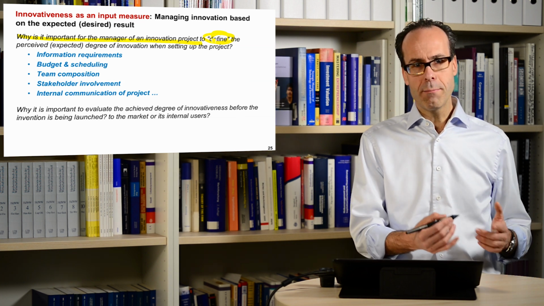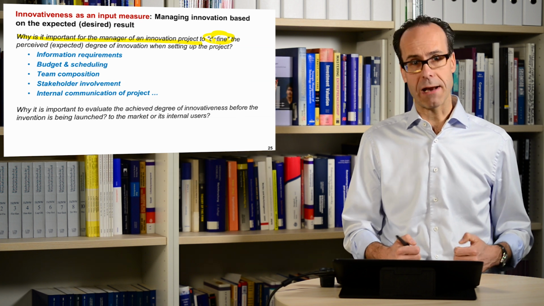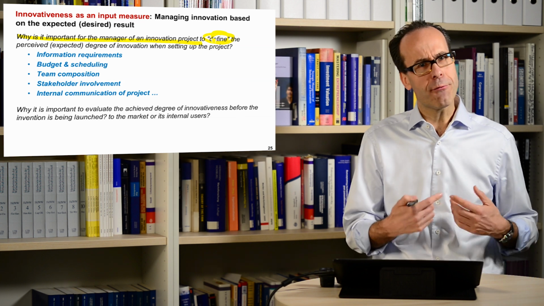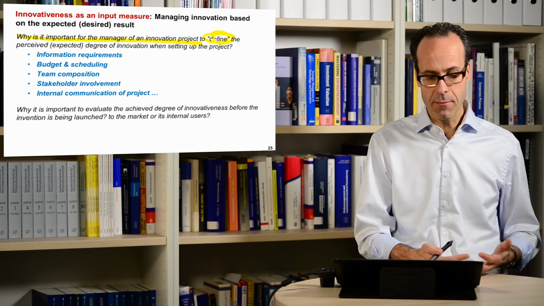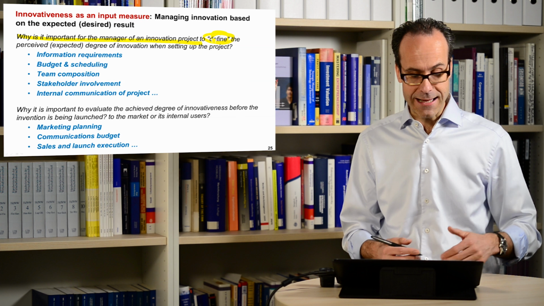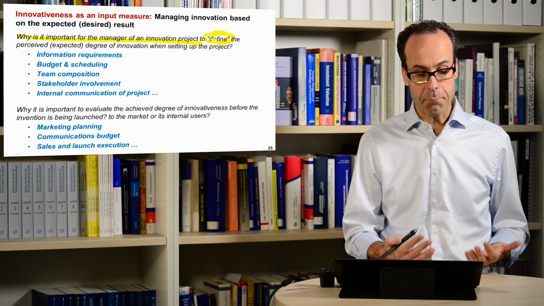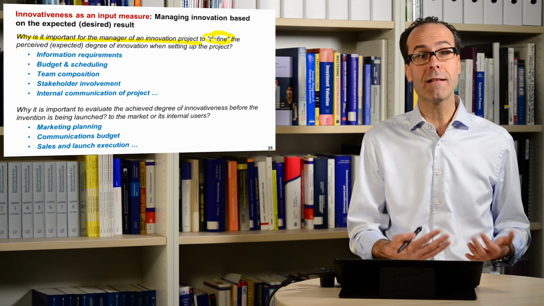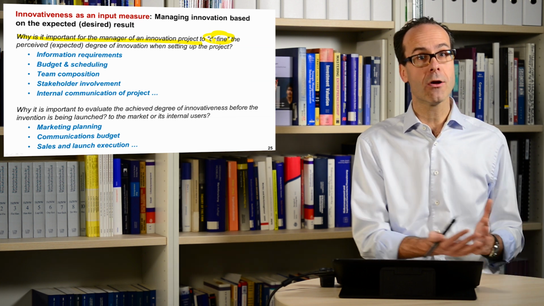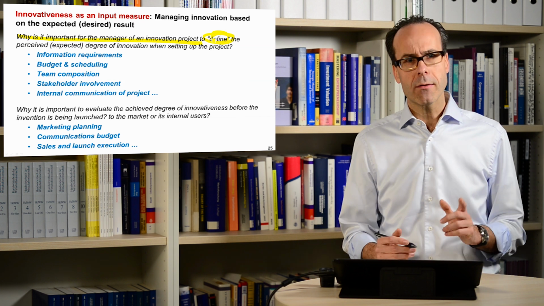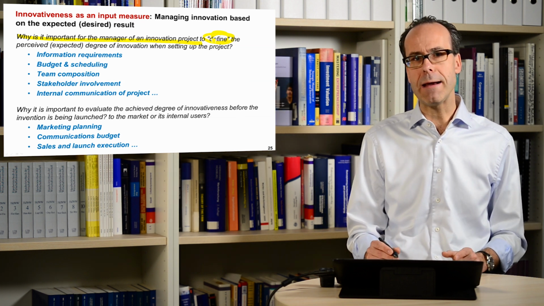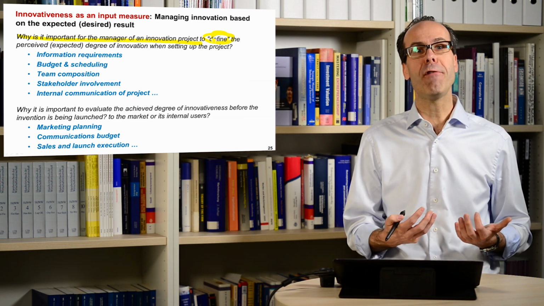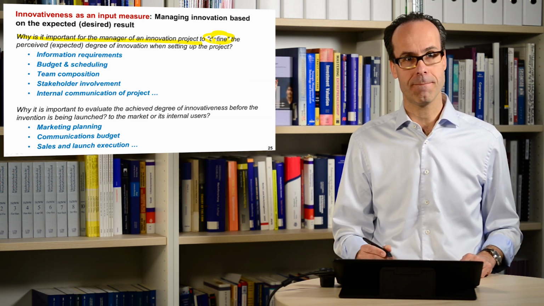But also, before we launch a product after the invention process has been finished, we have to evaluate the outcome. It's also definitely the marketing planning, our communications budget, the sales and the launch execution are different for a radical product or an incremental product. So you will see that the degree of innovativeness is a very important contingency, a defining factor when managing innovation.